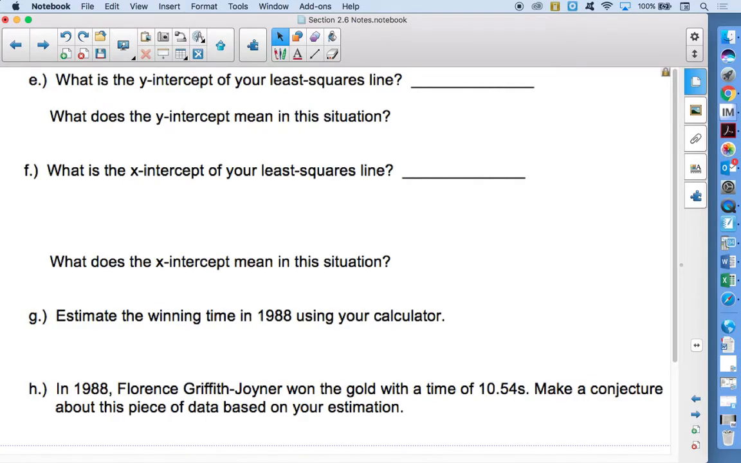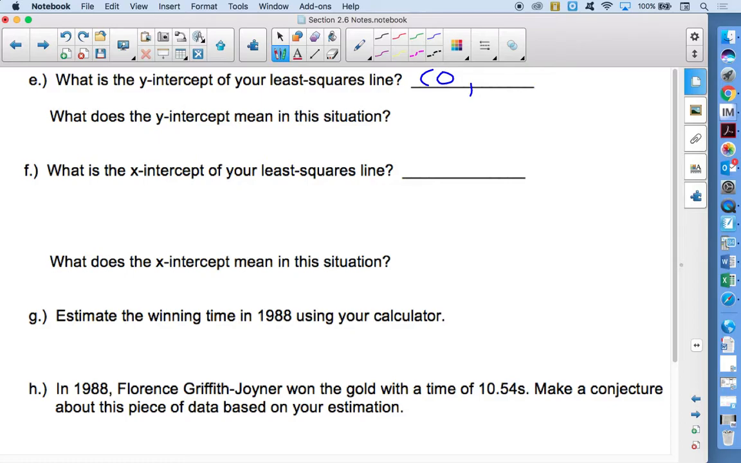For letter E, what's the y-intercept? I have a question. Yeah. Why does it keep saying this square line? It means the exact same thing as best fit. It means the exact same thing as linear regression. So they're interchangeable words. They all mean the same thing. Do you know what the y-intercept is, Adele?